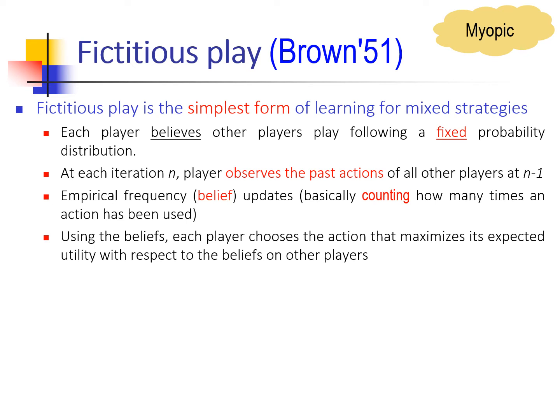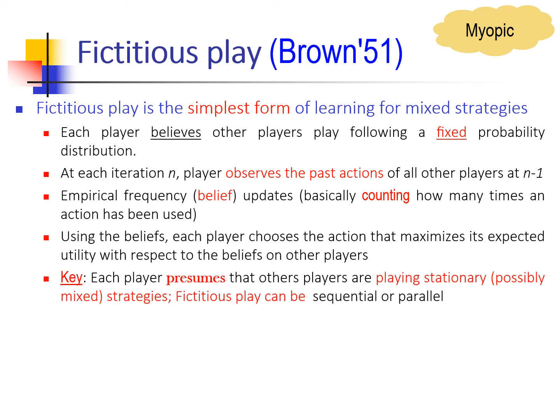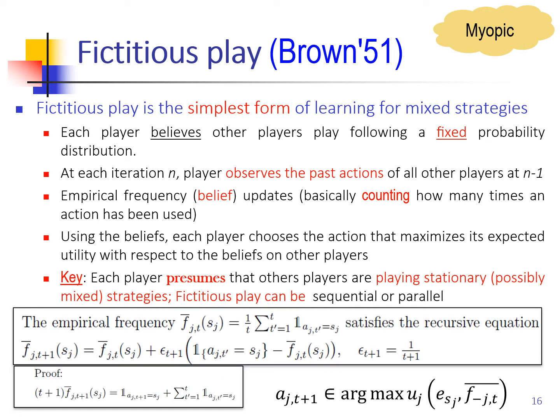So using this belief, every player will now choose the action that maximizes its expected utility with respect to the beliefs of all the other players. So I think it's a very, very simple rule here for learning, right? Now, it's important to remember that here every agent will assume that all the players are, again, following a stationary distribution. This is the key assumption. And again, this is the same thing as before. The fictitious play here can be either sequential or parallel.